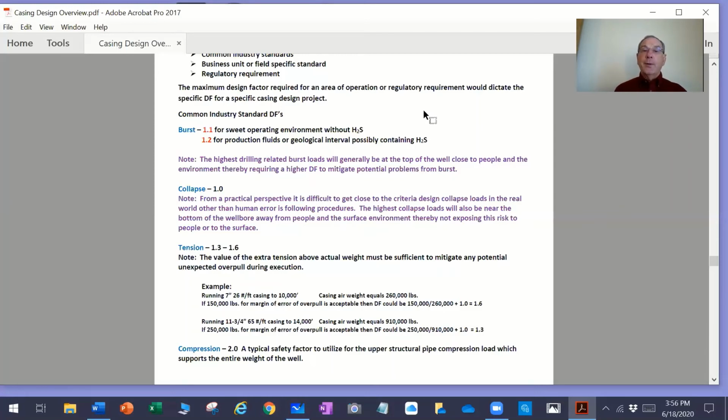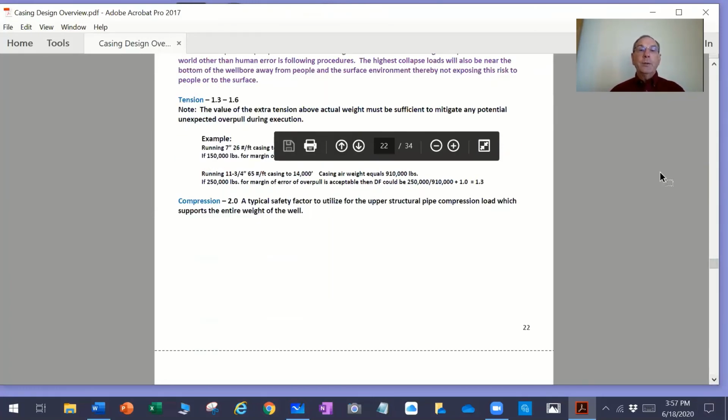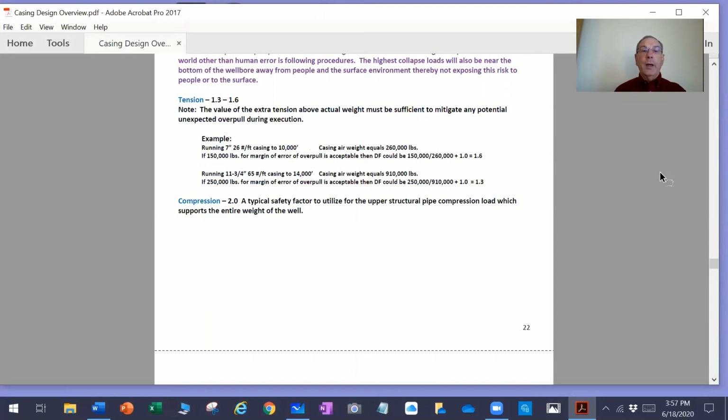So it's not going to result in a surface environmental incident or a potential impact for the people on the rig. So that's kind of where that comes from. Now, in tension, we typically will use a design factor, and an example helps illustrate this in a good way. 1.3 to 1.6. So we use a range of 1.3 to 1.6. The value of the extra tension above actual weight must be sufficient to mitigate any potential unexpected overpull during execution.